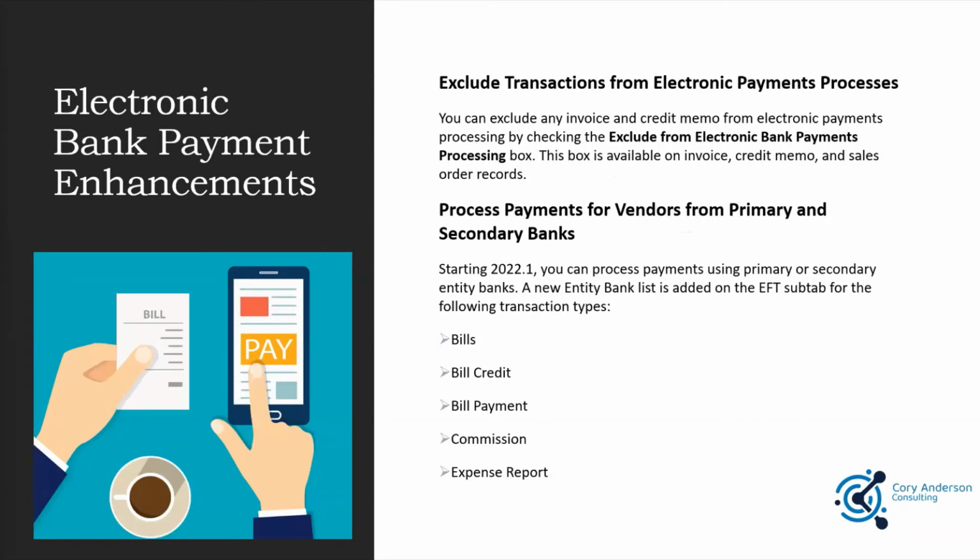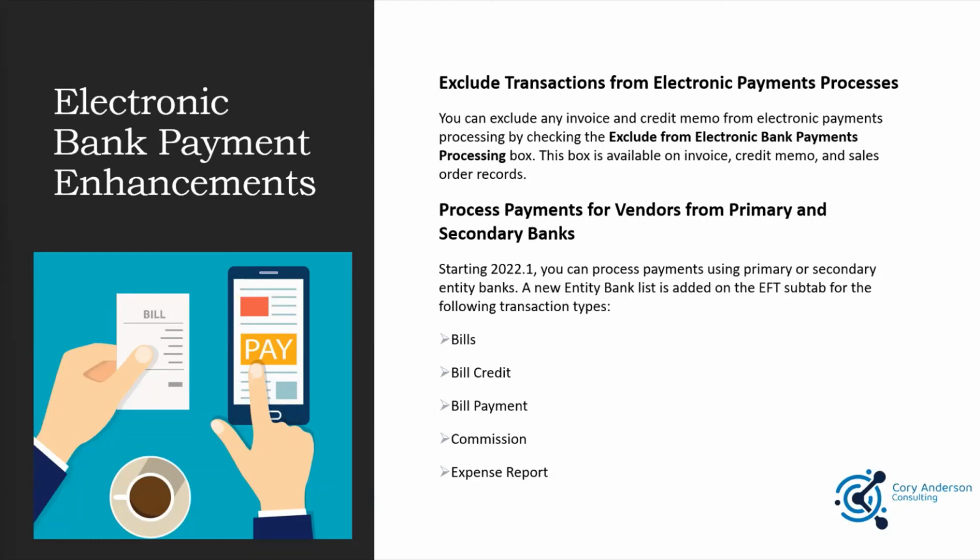Next thing is electronic bank payments enhancements. So now you can exclude transactions from the electronic payments process. So this goes hand in hand with what we just talked about. You can exclude any invoice and credit memo from electronic payment processing by checking the exclude from electronic bank payments processing box. That's on the specific transaction. It's on the invoice, credit memo, and sales order records.